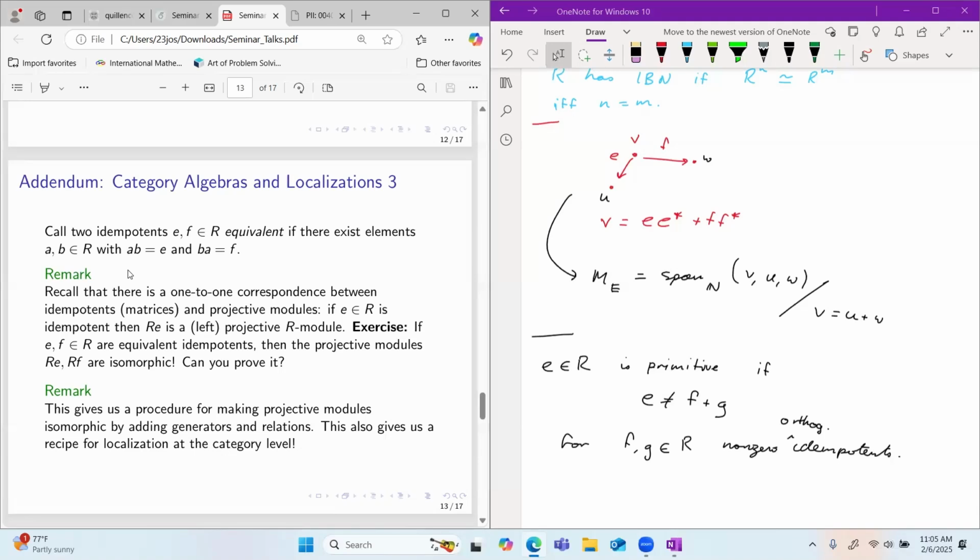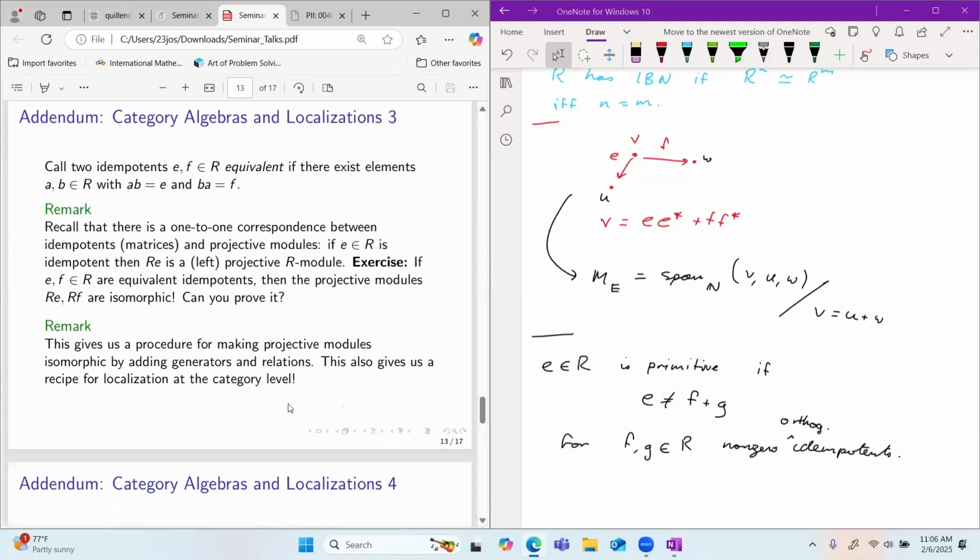So if you recall earlier what we said, that projective modules are just images of idempotent matrices. If we have equivalent idempotents here, it'll also correspond to isomorphic projective modules. Same idea. So this RE and RF are direct summands of the free module of rank 1. This idea also works if you replace E with, say, a 2x2 or a 3x3 idempotent matrix. The same can still be said, but I just wrote this for simplicity.